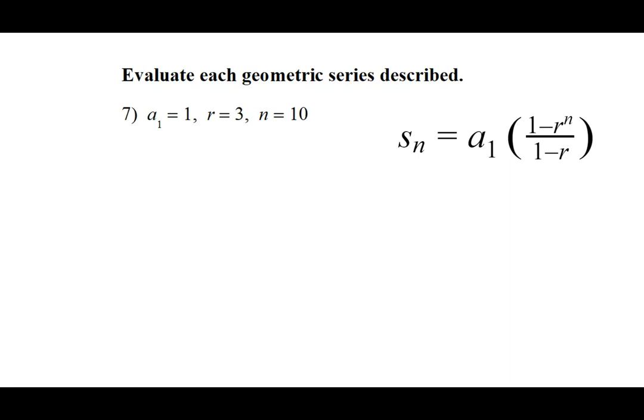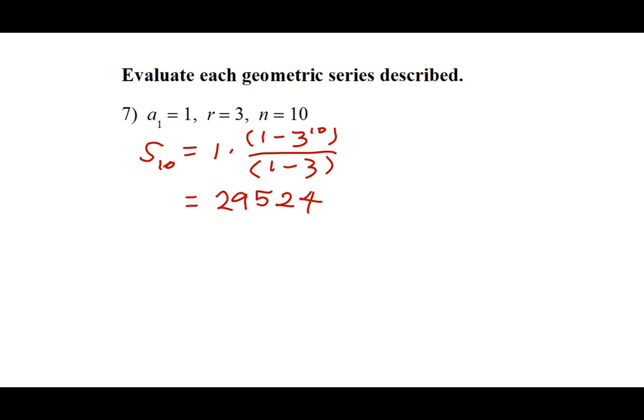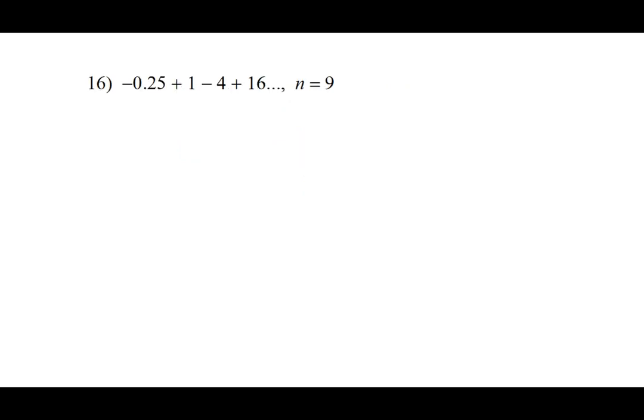So S of n equals A sub 1 times 1 minus R to the nth power divided by 1 minus R is the formula. So you plug in all the numbers. Make sure you use parentheses as you see in there. So if you plug that into the calculator, you're going to get 29,524. That's it. Very simple. And then next problem, number 16.